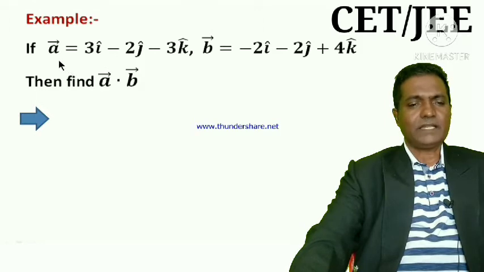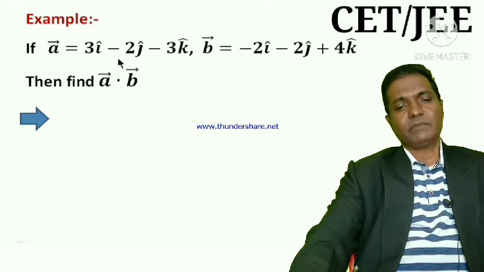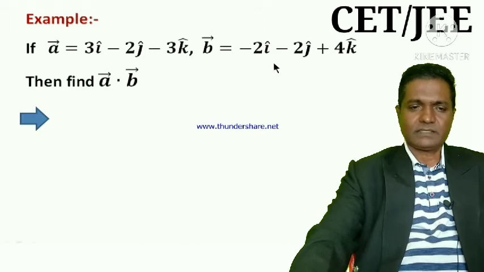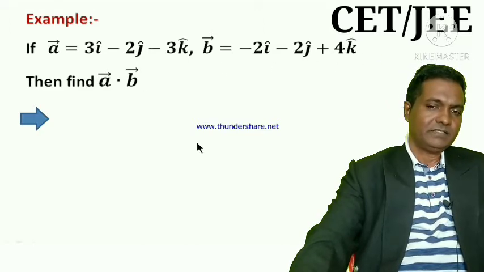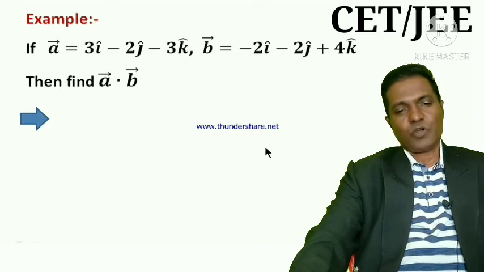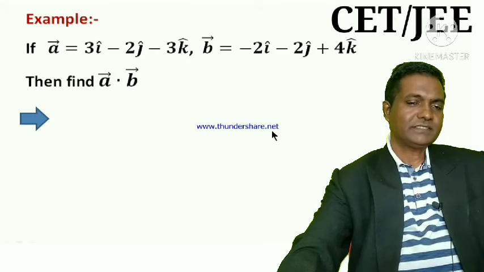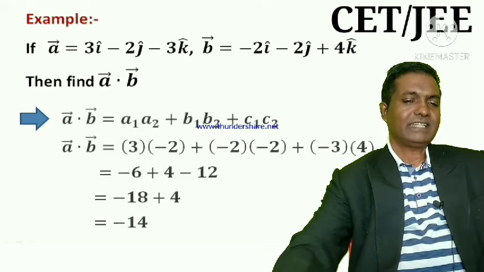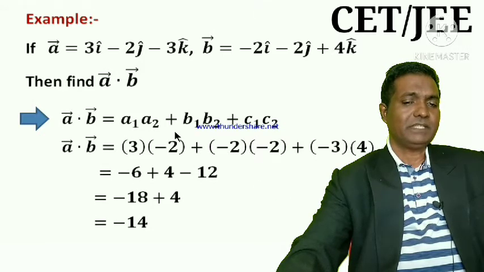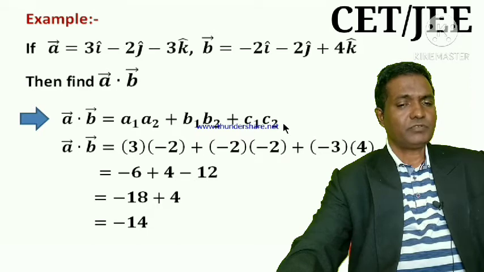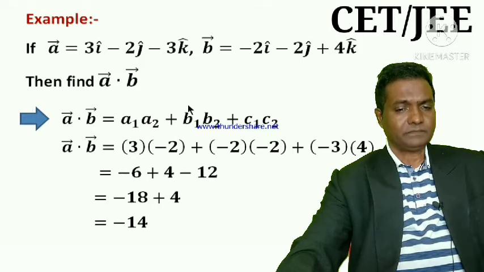Another example: vector A is equal to 3i minus 2j minus 3k. Vector B is equal to this, and find A dot B. So I hope you all do it. So let's begin. Try yourself and look at the result. A1 A2 plus B1 B2 plus C1 C2. So substitute A1 as 3 and B1 as minus 2, A2 as minus 2, and B2 as minus 2, plus C1 as minus 3 and C2 as 4.